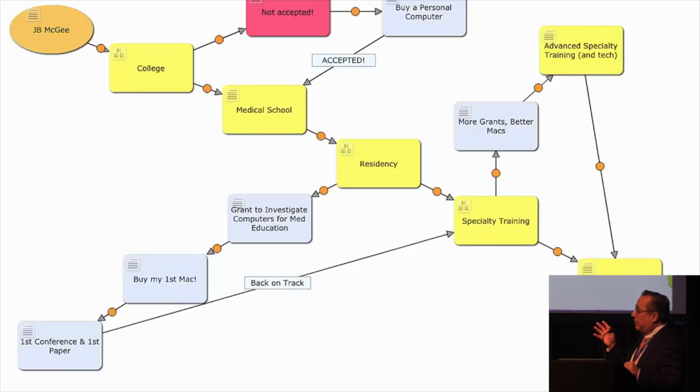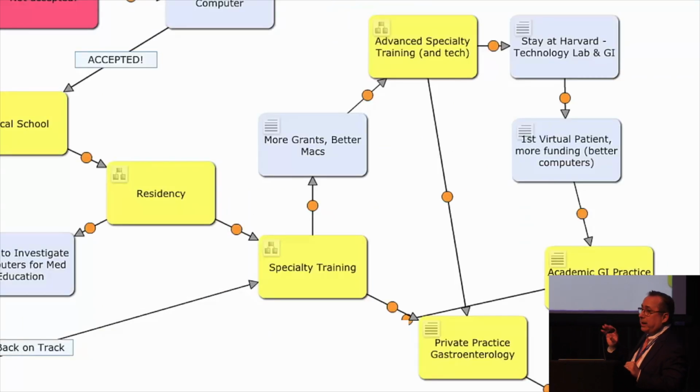So we did a number of papers and experiments, and the availability of computers obviously became much more widespread, and as the internet evolved, it became easier to distribute these educational materials. But I got back on track and went into my specialty training and applied for more grants. We got better computers, developed more training programs, still not quite to the virtual patient stage. And then I was invited to join a new organization.